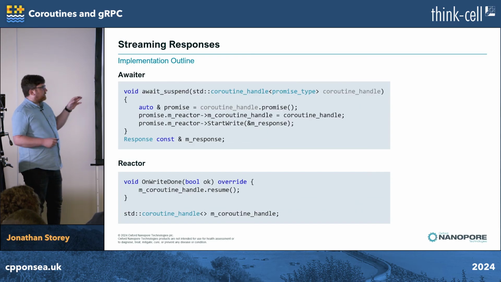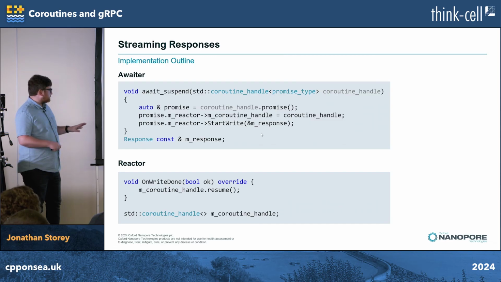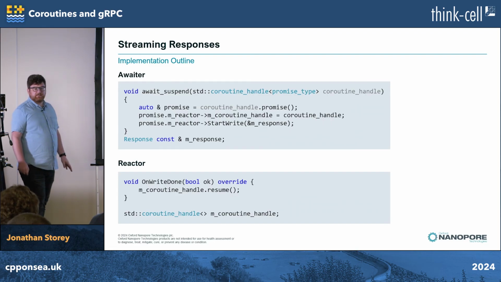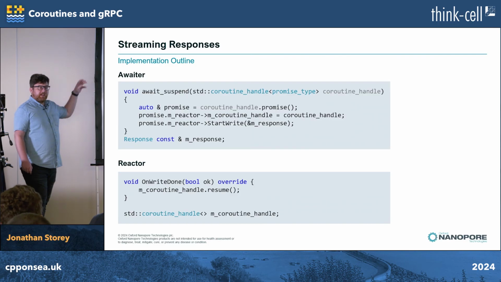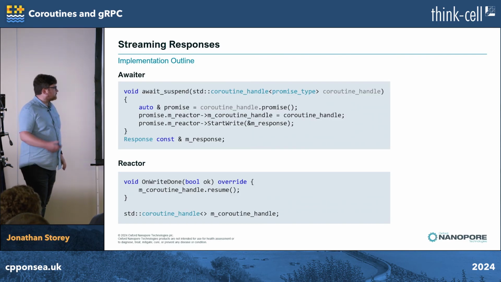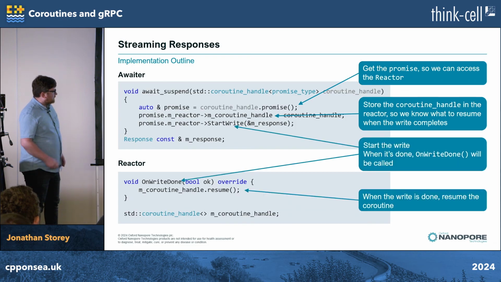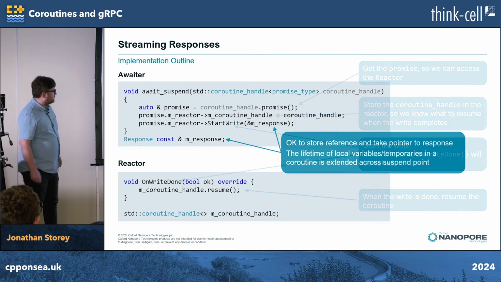And if the write returned immediately, then it would still be fine. And then in our onWriteDone callback in our reactor, we just resume the coroutine handle that we stashed earlier. Does that make sense? We've arranged for the coroutine to be resumed, and then in the callback, we're actually resuming it. So that just does what I just said.